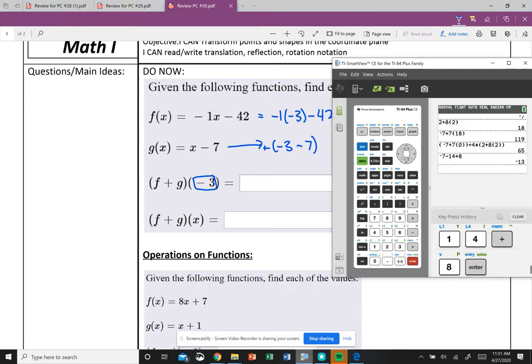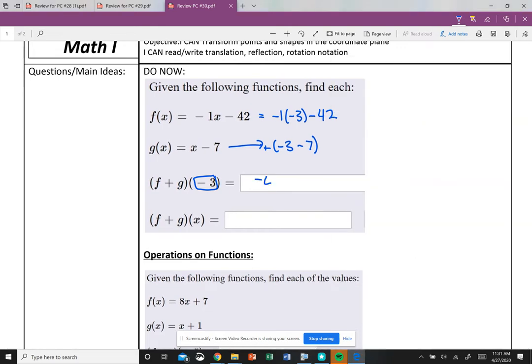So I'm actually just going to take my calculator, and I'm going to do -1 parenthesis -3 close parenthesis minus 42. And then I'm going to add, and then I'm going to do parentheses -3 close parentheses minus 7. And I get -49. How you feeling? You feeling okay? All right, on this next one, we're going to add them, but we're not going to plug anything in. So that's going to switch this up a little bit.